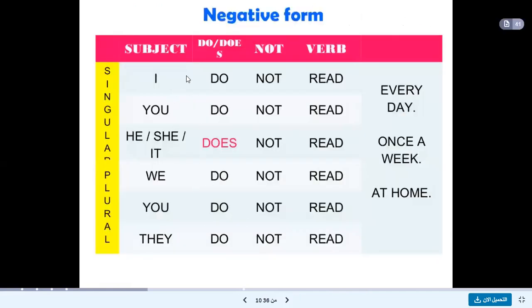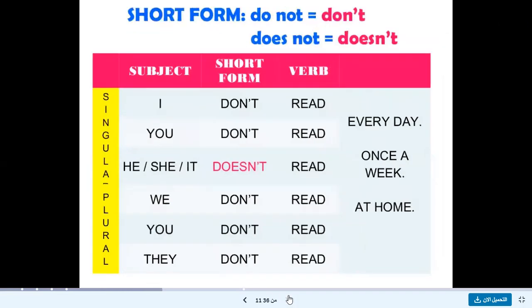In negative, we use don't or doesn't. Don't with I, you, we, they, doesn't with he or she or it. So he doesn't read. Remember that we don't add s to the verb. You don't say he doesn't reads. No, this is wrong. We say he doesn't read without s. She doesn't read.